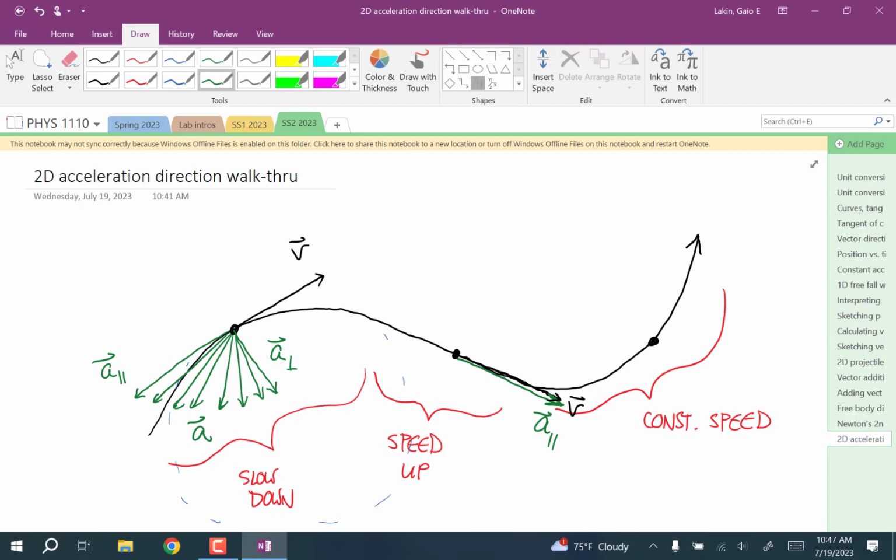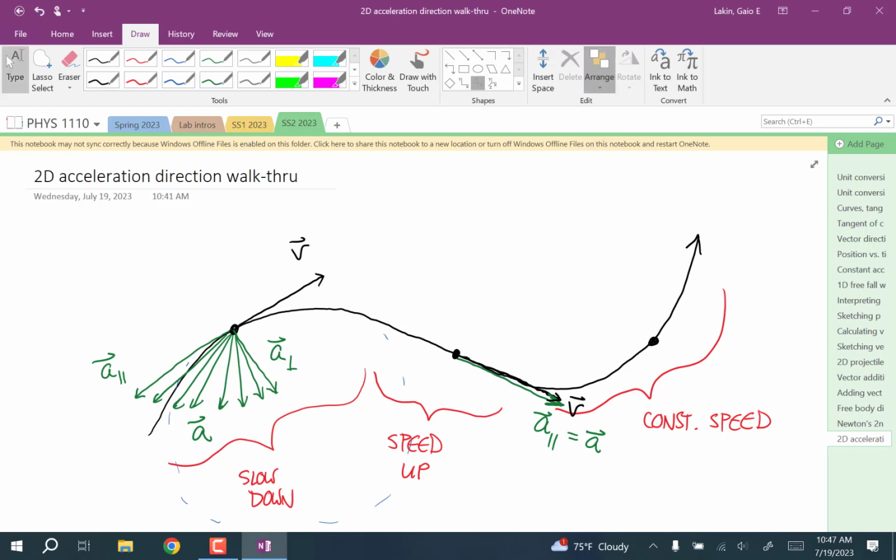Is it turning? No, in this case it's moving along a straight line, so it's not turning. That means there's no a perpendicular at all. And that means that the total acceleration is just equal to the parallel part of the acceleration. So in this case, we actually know that the direction of the total acceleration is this way. There's no range. And that's because one of the two parts was equal to 0.